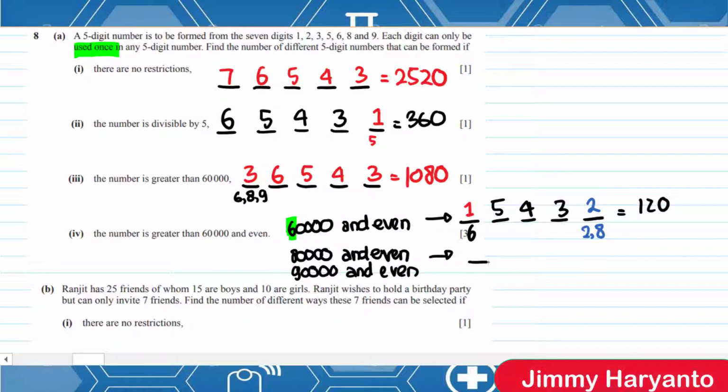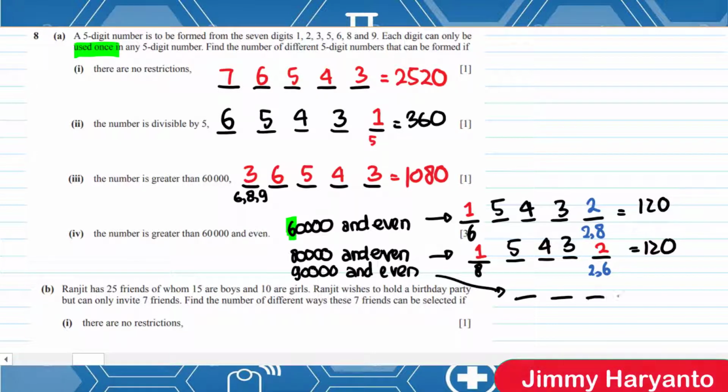For the second one, it's 80,000. So 8 is the first number. There is only one possibility. And then for the last number, it will be 2 and 6 because the question wants us to find even numbers. It will be 2 possibilities. The rest is the same, 5, 4, 3. Oh, it's the same, 120 again, one more time.